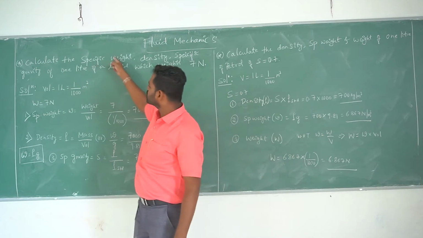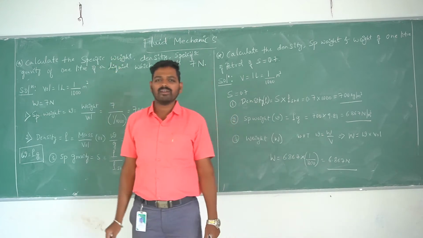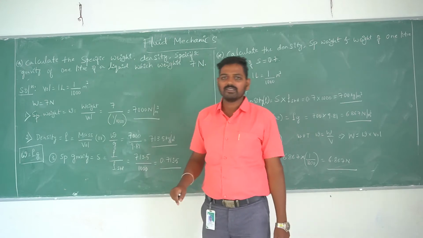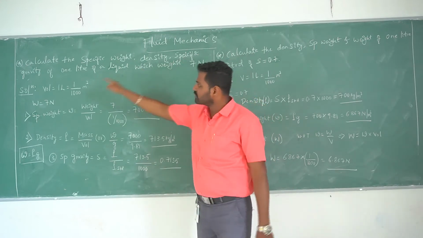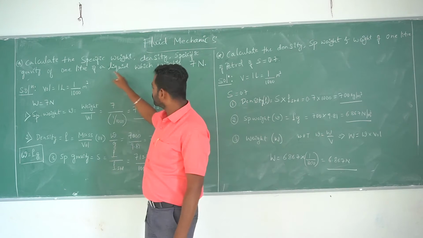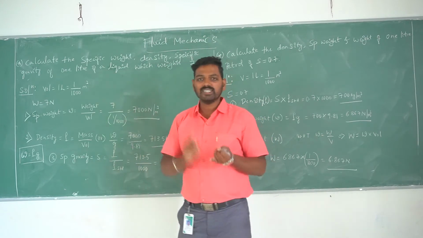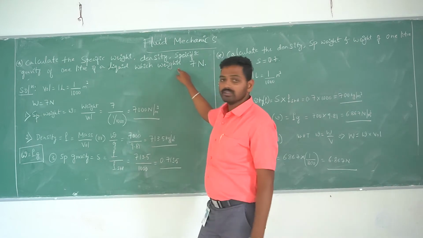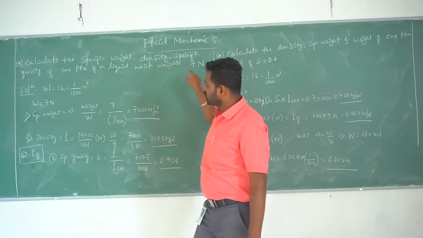So specific weight is nothing but another name for weight density. Density is nothing but mass density, and then specific gravity. They ask you to find the mass density, weight density, and specific gravity of a liquid which weighs 7 Newton. So weight is given as 7 Newton.